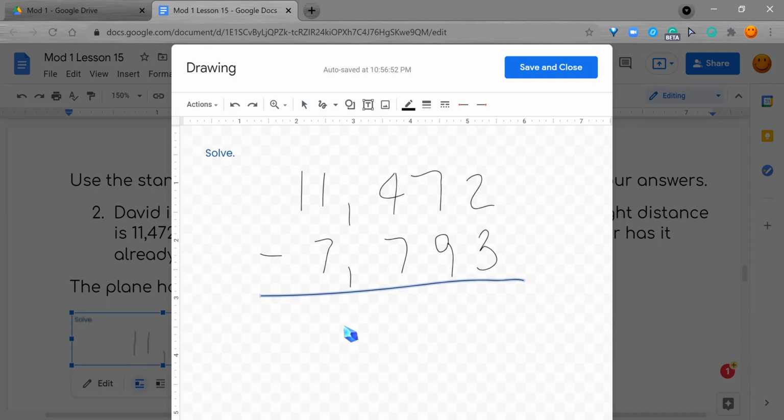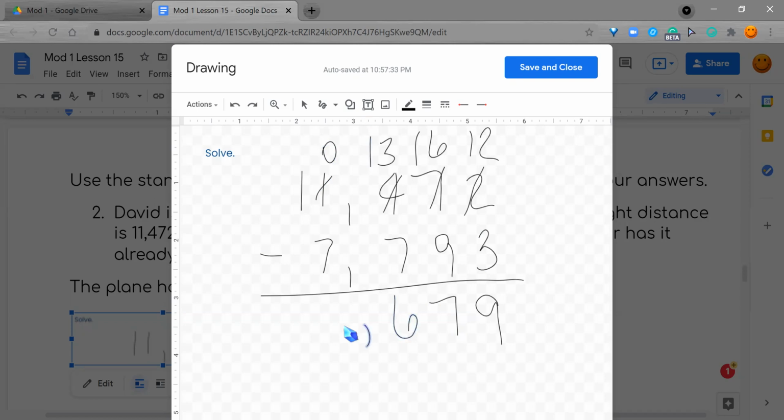2 subtract 3. Great job. I have to regroup. So what's this 7 become? Great, 6. This 2 becomes a 12. 12 minus 3 is? Yes. 6 subtract 9. You're right. I need to regroup. So this becomes a 3. This becomes 16. 16 minus 9. Great job. 7. 3 subtract 7. You're right. Can't do it. So I'm going to take from this one and bring it there. 13 minus 7. Great job.